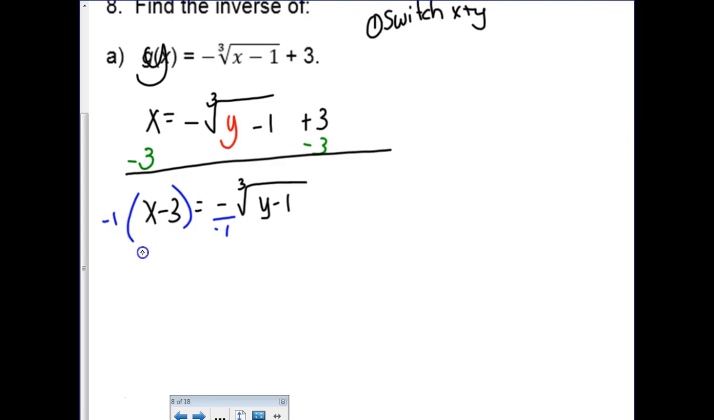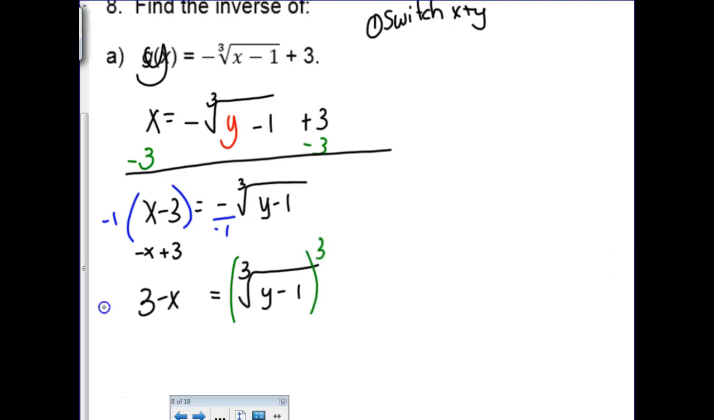Some of you are going to switch that order though, so instead of saying negative x plus 3, you're going to write down 3 minus x. I do not care. And then we have the cube root of y minus 1. This is where we can kind of take shortcuts because of the nature of the question. I know I'm supposed to cube both sides, so I'm going to, but I'm not going to actually follow through and expand that binomial. I'm just going to leave it as quantity to the 3rd power.